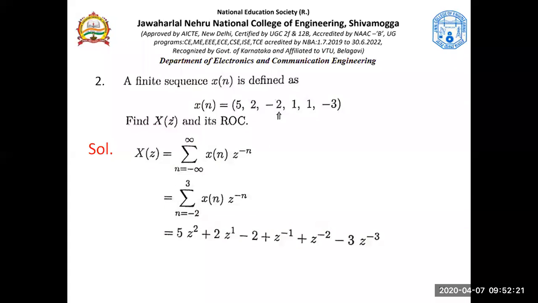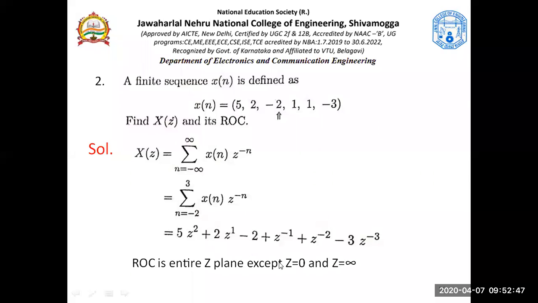Understand this? And why is this becoming minus here? Because there is a summation, and because the sample is minus 2. So because of the sample value, this is becoming minus. Understand? So we have positive powers of Z as well as negative powers of Z. That's why ROC is the entire Z plane except Z equal to 0 and Z equal to infinity.